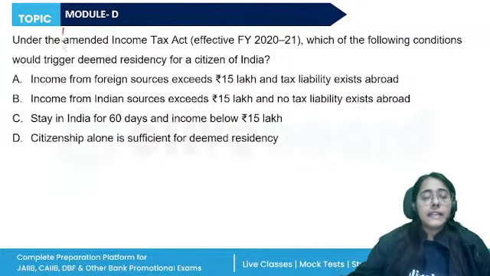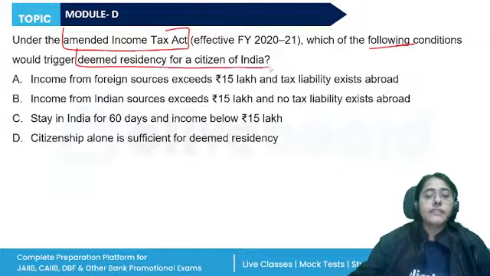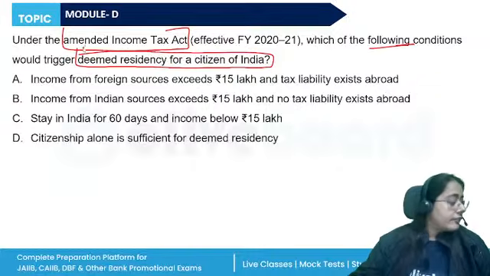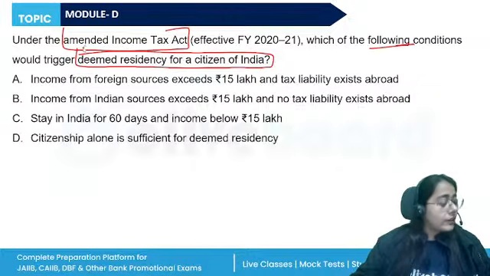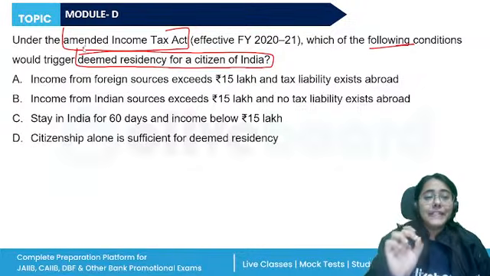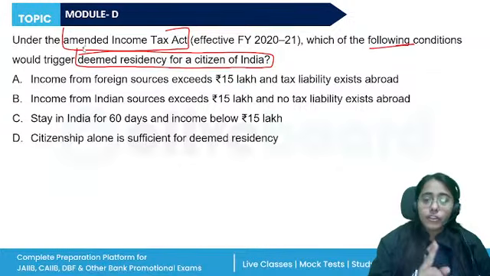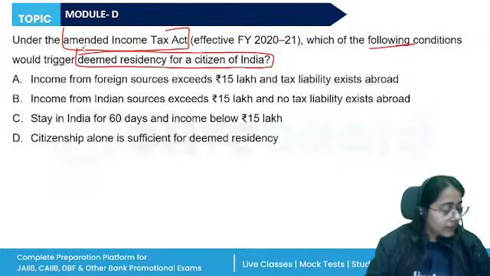Under the amended Income Tax Act, which of the following conditions would trigger the deemed residency for a citizen of India? So we have studied about the residential status. When would someone be known as a non-resident or a resident, ordinarily resident? In that, there was a small point of deemed resident. So which of the following conditions would imply the deemed residency status?